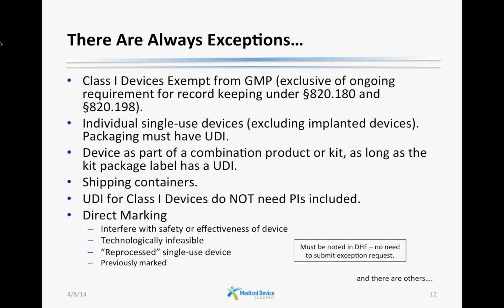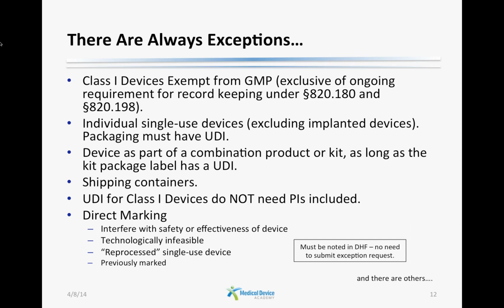Direct marking exceptions must be noted in the device history file as to the reason why the device cannot be direct marked. There are more exceptions that are outlined in the final regulation. These are detailed in section 801.30 of the rule.